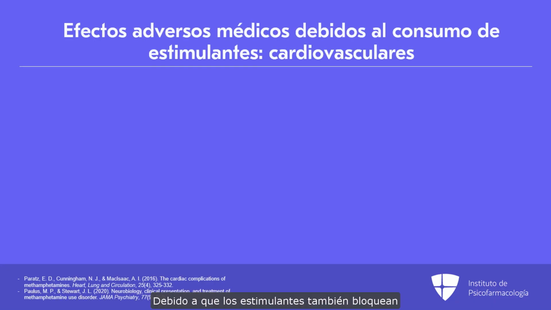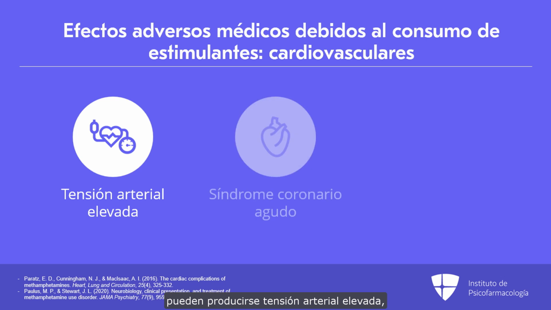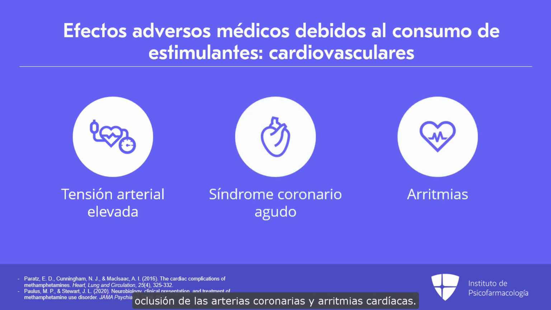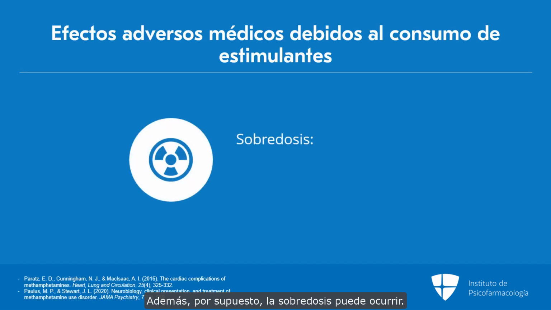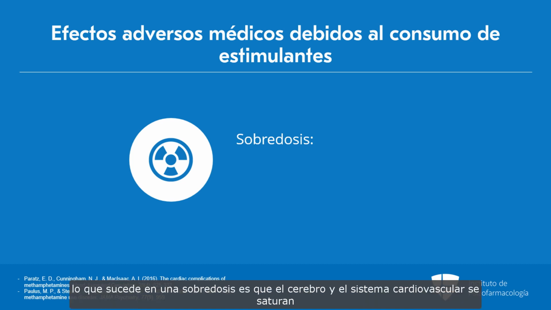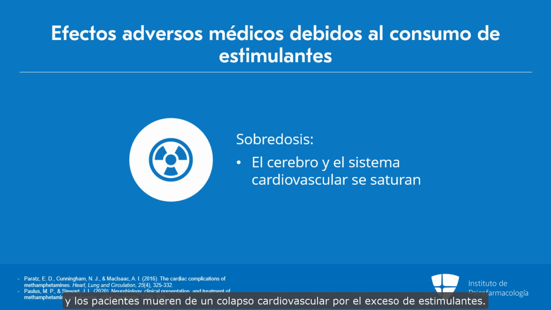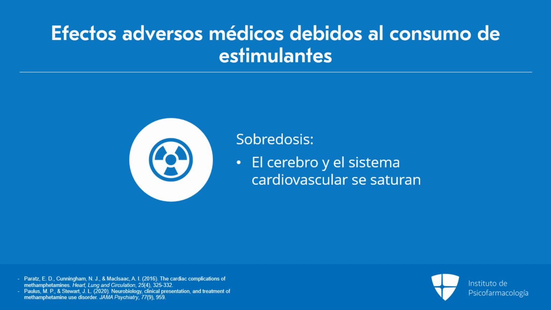And then because the stimulants also block the reuptake of norepinephrine, which is the main compound both in the brain and in the periphery, stimulating our sympathetic nervous system, high blood pressure, occlusion of coronary arteries, and cardiac arrhythmias can happen. And then, of course, overdose can happen. It's often in combination with other substances, but basically what happens in overdose is that the brain just goes on overdrive and the cardiovascular system goes on overdrive, and people just die of cardiovascular collapse from too much stimulant.